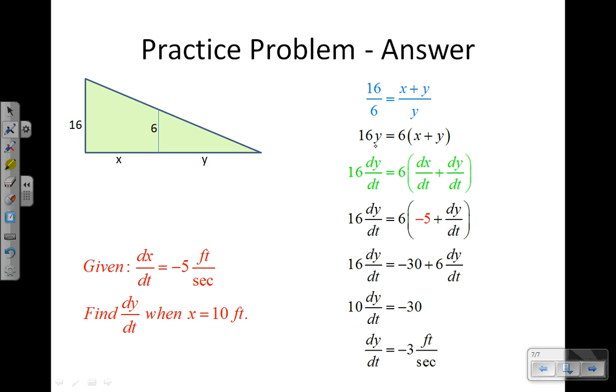Now I went ahead and took the derivative. In green here, this is what my derivative came out to. Again, I'm taking it with respect to time, so the derivative of y is dy/dt, the derivative of x is dx/dt, and so forth. At that point I plug in anything that I know, which is dx/dt being -5. I showed that in red. At that point the only unknown is dy/dt, so I move terms to the same side of the equation and solve, and I get my answer. So dy/dt is -3 feet per second.